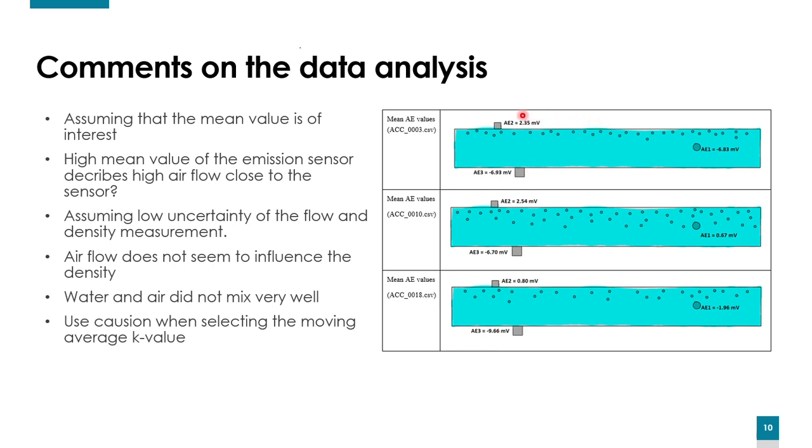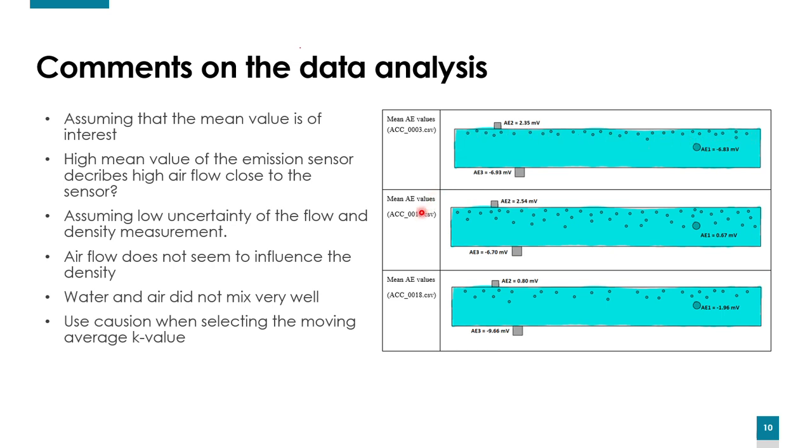Okay, so if you look at this plot or this figure, we can see at data set number 3 we have approximately 2 millivolt at the top, and emission sensor 1 and 3 have more or less -7 millivolt. So then I assume there's no air here. The assumption is that the higher the voltage is, the more air there is. So I would assume there's a little bit of air at the top here.